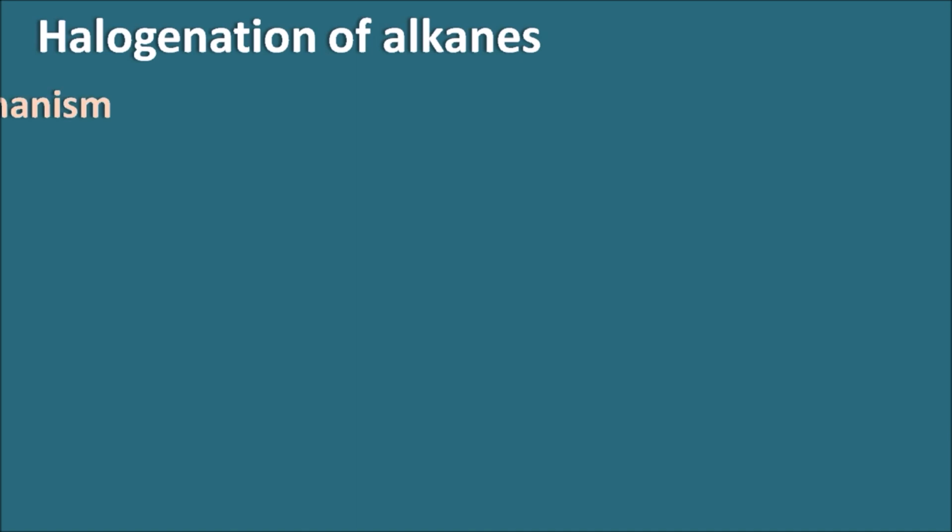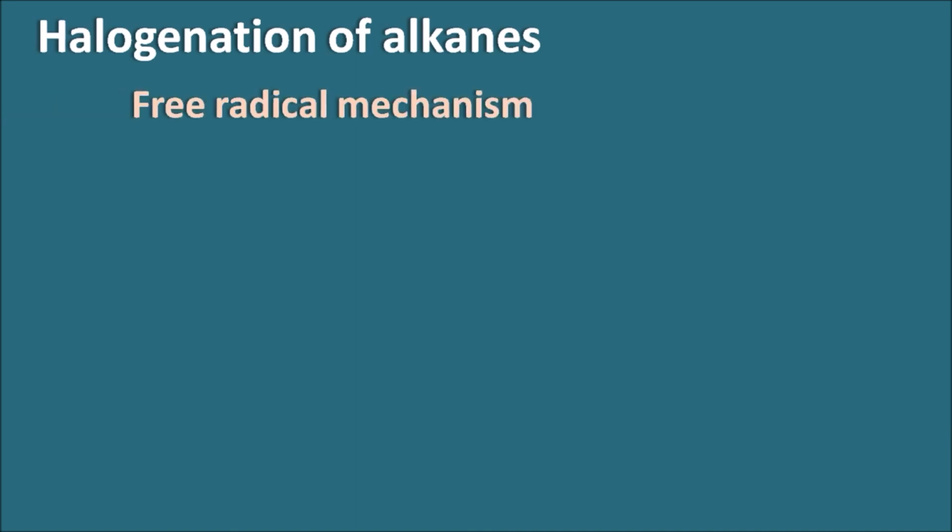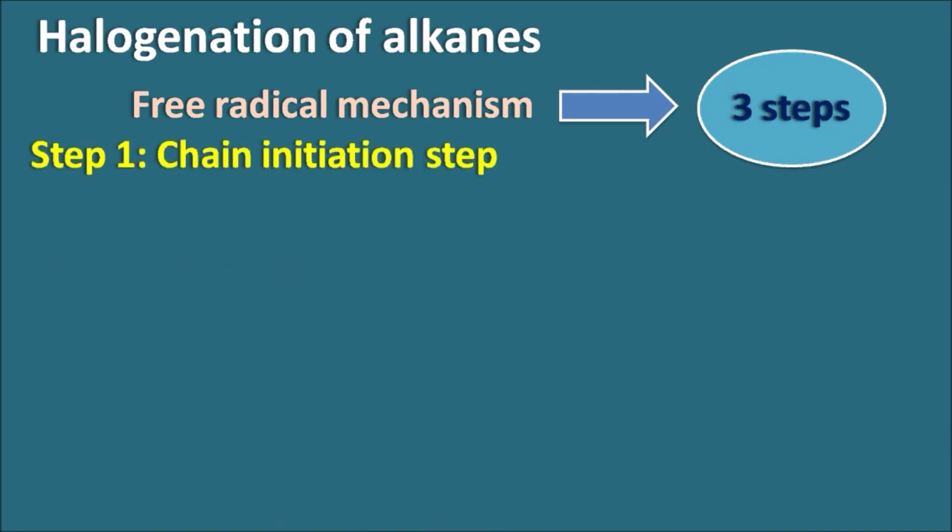Halogenation of alkanes is one type of free radical mechanism. This involves three steps, and step 1 is the chain initiation step. In the chain initiation step, the halogen undergoes homolysis to give halogen free radicals. This step is initiated by either thermal or photoenergy.